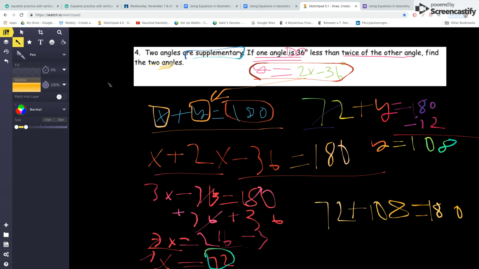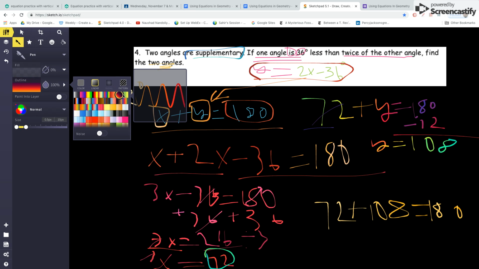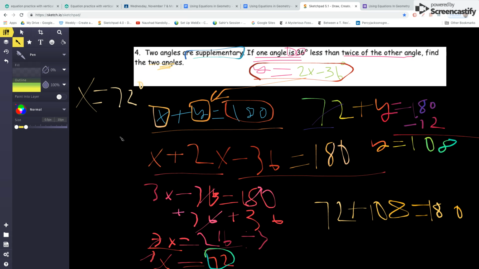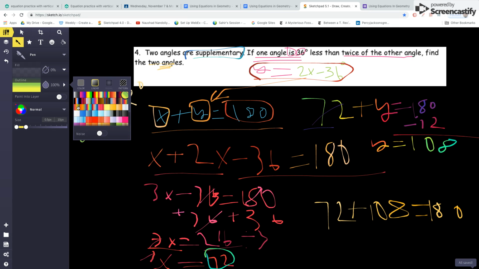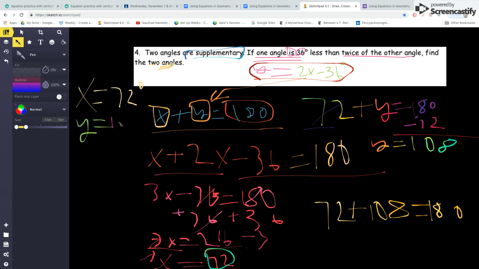So as we know now, we can put in the answers: x equals 72 degrees, and y equals 108. So y equals 108 degrees is our answer here. And when both combine together, they make up a supplementary angle. So thank you for listening, and I hope you enjoyed the Screencastify.